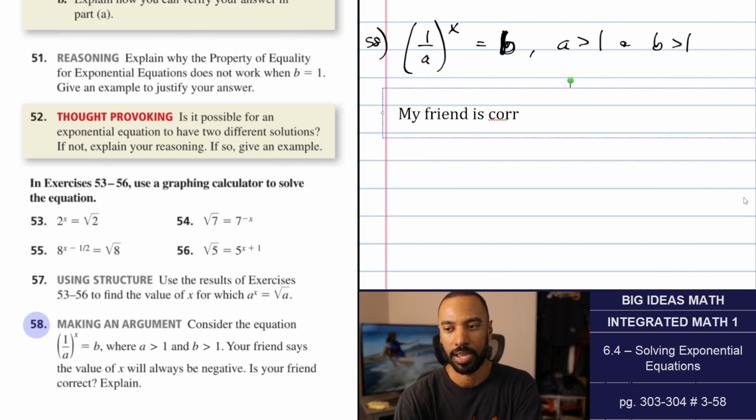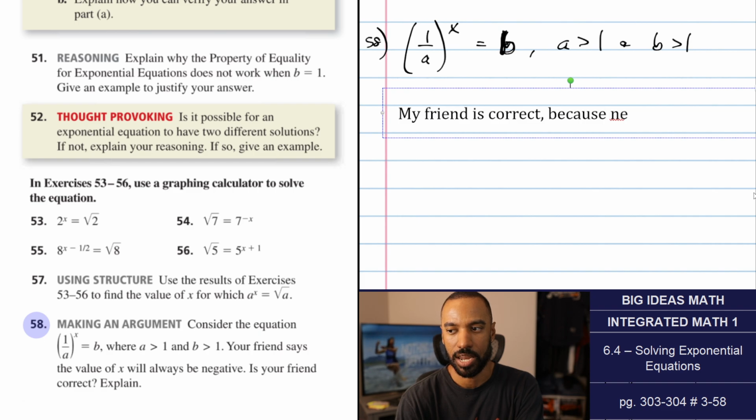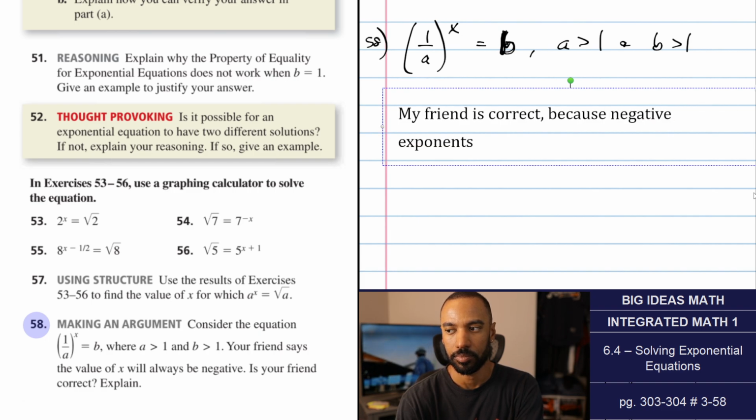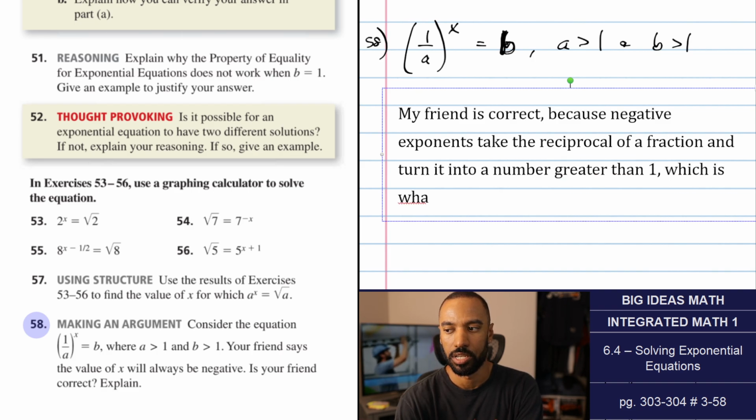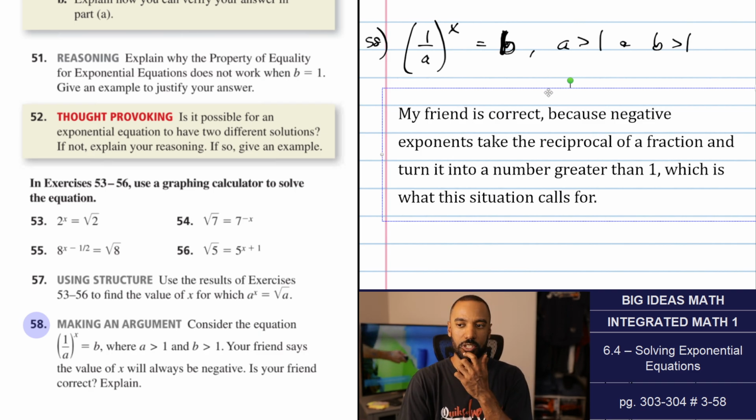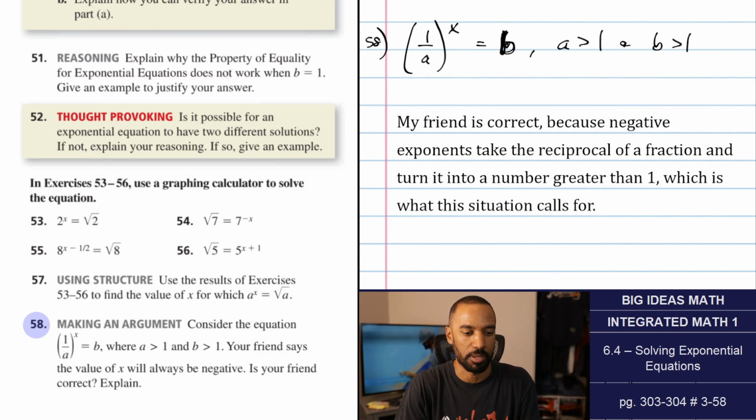My friend is correct because negative exponents take the reciprocal of a fraction and turn it into a number greater than 1. Which is what this situation calls for. So I don't know if I'm explaining that best, but my friend is correct with that in mind. That's going to be happening, something like that. All right, guys. That'll do it for this one.